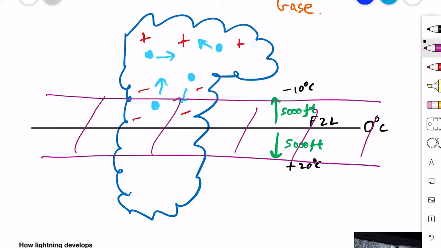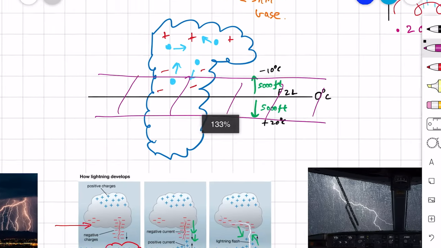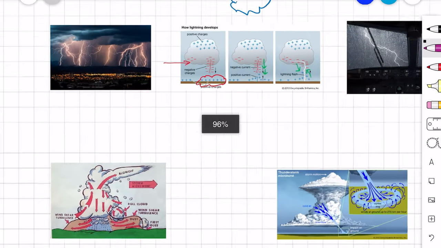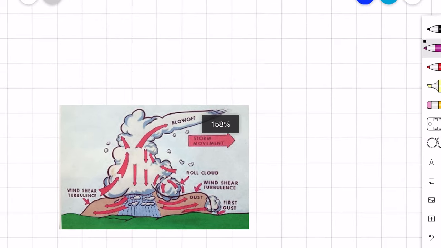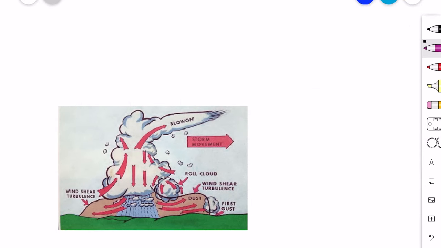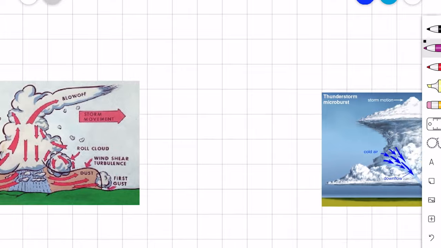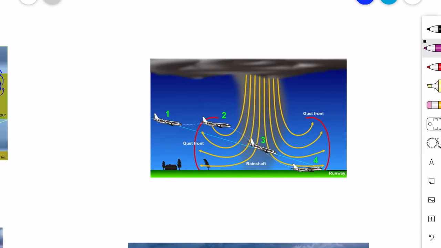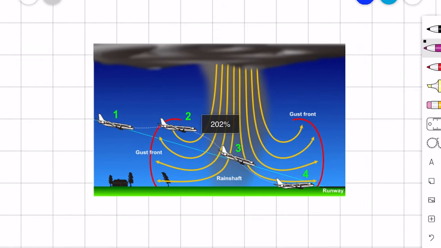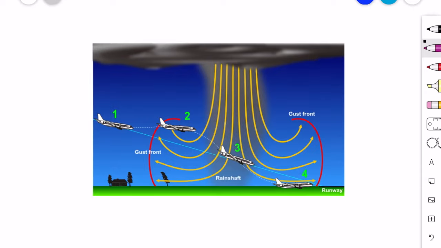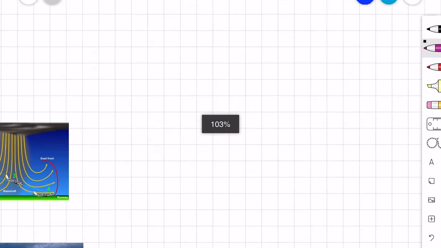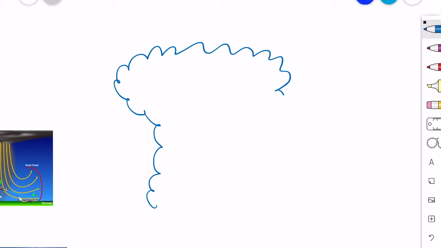Okay, now the next hazard is turbulence. So you can experience really violent turbulence inside and around a CB cloud. So below the CB, it can be very, very dangerous to take off or land because you can experience wind shear. Clear air turbulence is also experienced on the sides of a CB. So if I draw, this is what it'll look like.